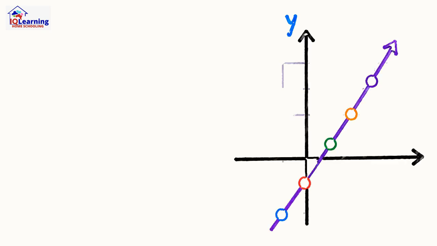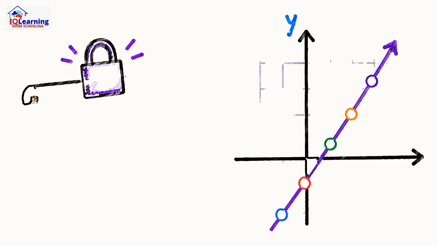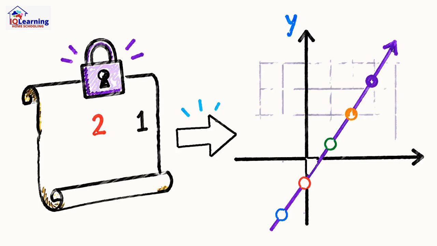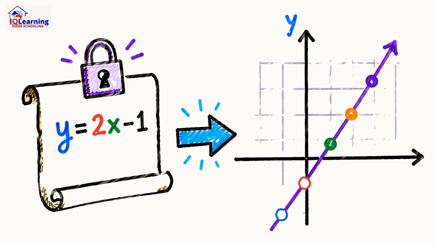They say a picture is worth 1,000 words. In math, a graph is worth 1,000 calculations. It turns a secret code, like an algebraic rule, into a visual map that lets you see how numbers move together. It all starts with a function table.